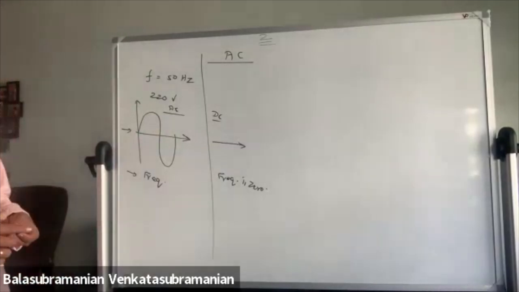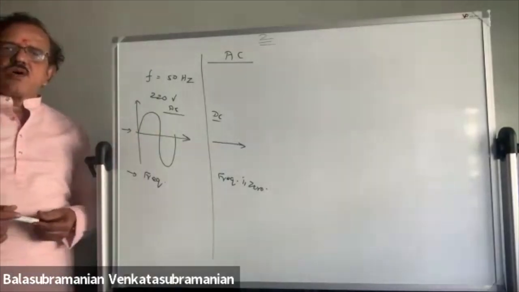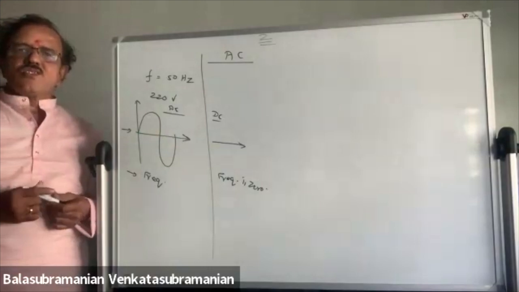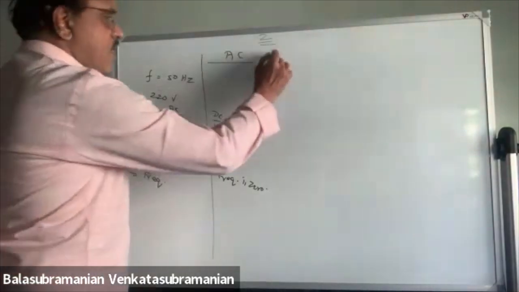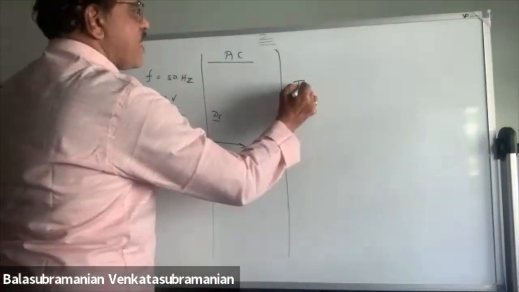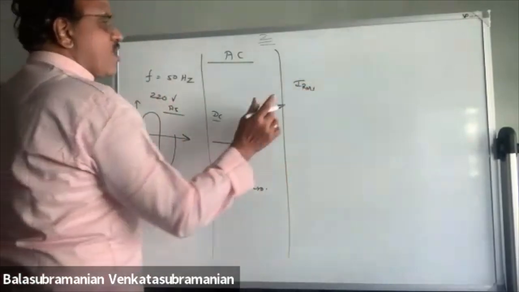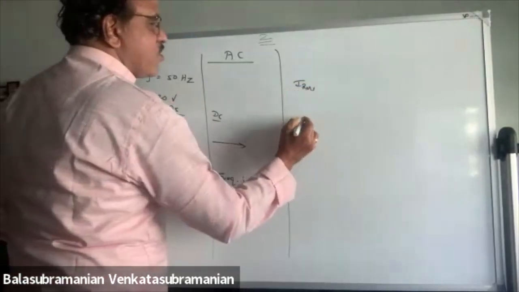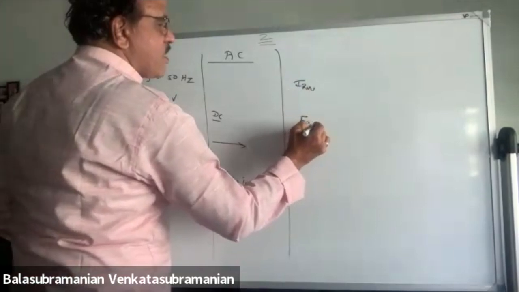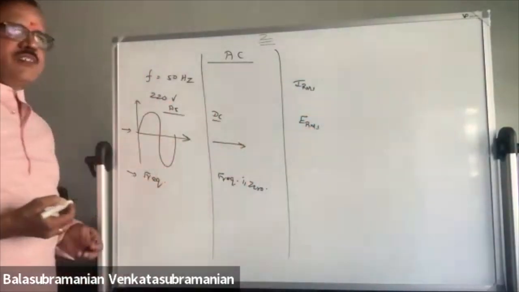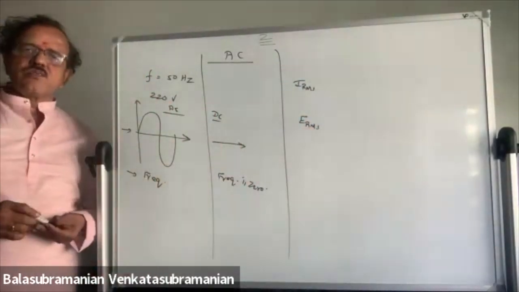So in this chapter, we are going to talk about what is called the RMS value of AC, IRMS. RMS value of alternating current. No sir, I want alternating voltage. No problem. RMS value of alternating voltage.